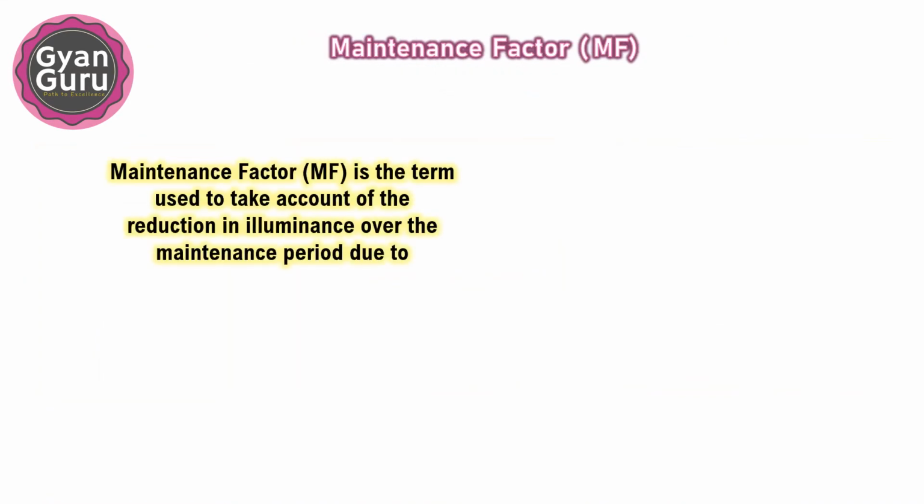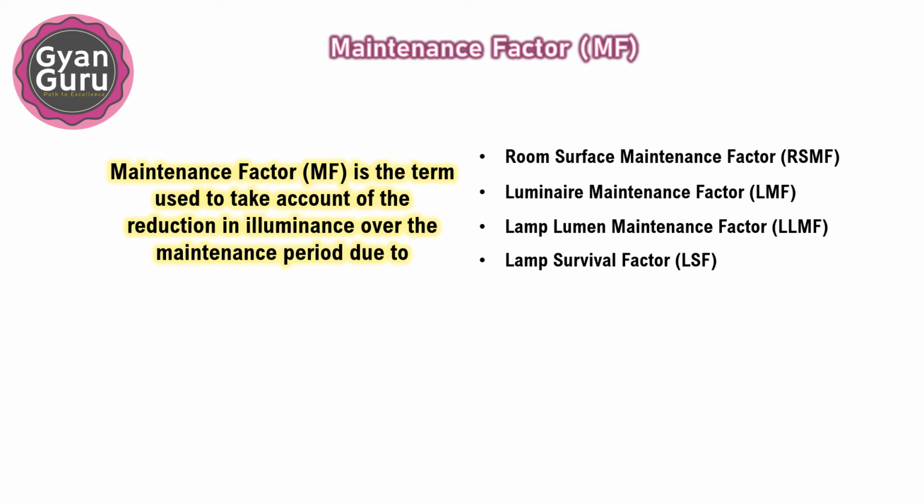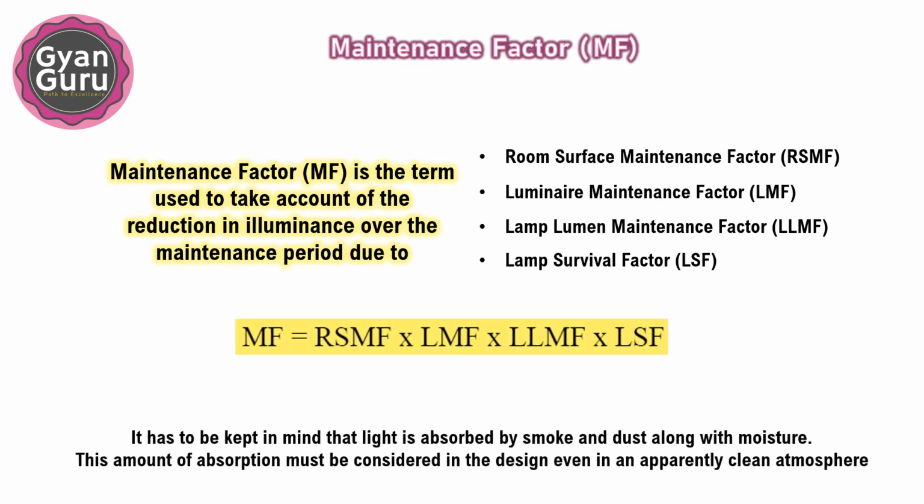Maintenance factor, MF, is the term used to take account of the reduction in illuminance over the maintenance period due to room surface maintenance factor, luminaire maintenance factor, lamp-lumen maintenance factor, and lamp survival factor. Maintenance factor is the product of all. It has to be kept in mind that light is absorbed by smoke and dust along with moisture. This amount of absorption must be considered in the design even in an apparently clean atmosphere.